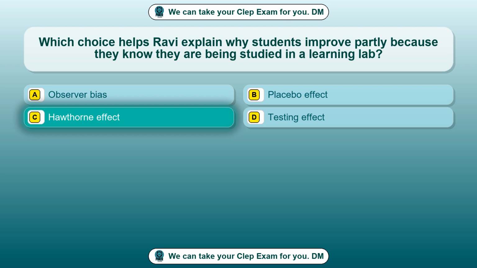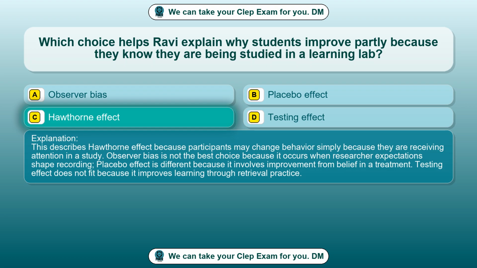Hawthorne effect. This describes Hawthorne effect because participants may change behavior simply because they are receiving attention in a study. Observer bias is not the best choice because it occurs when researcher expectations shape recording. Placebo effect is different because it involves improvement from belief in a treatment. Testing effect does not fit because it improves learning through retrieval practice.